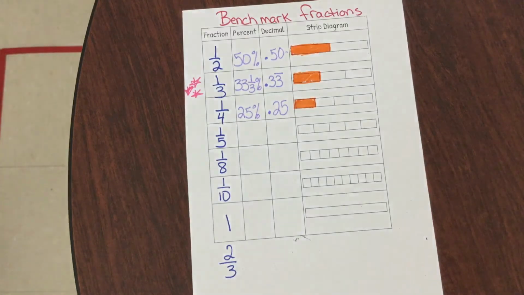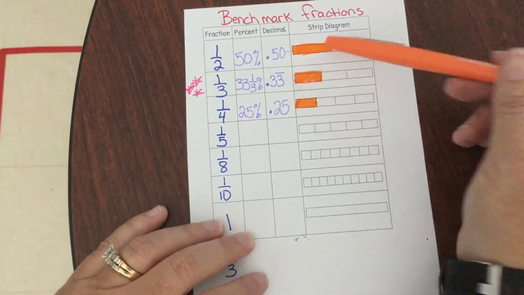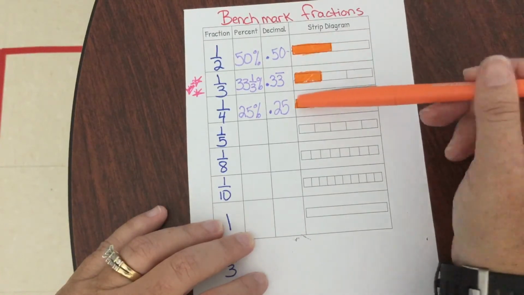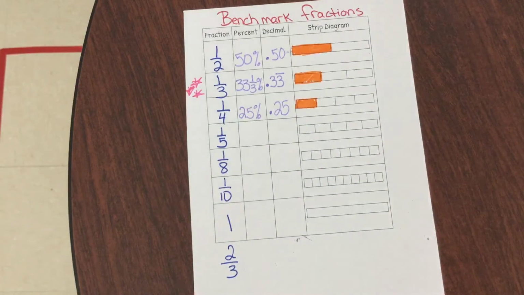Are you noticing that when I colored in a half, 1/3 was less than a half, which was less than 1/4? You notice how it's going smaller? Okay, just a nice little visual there.